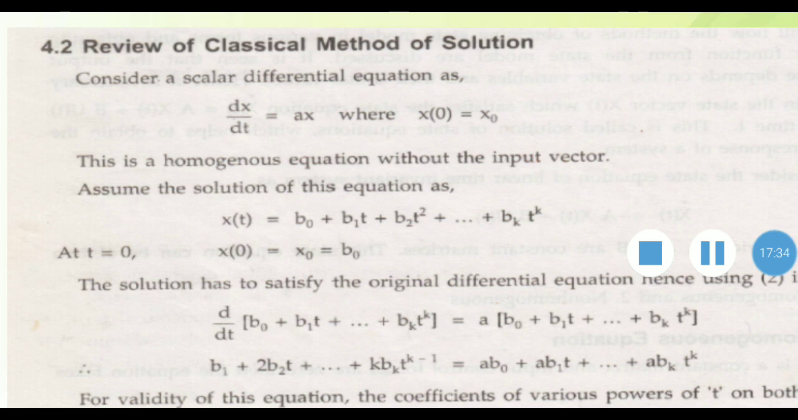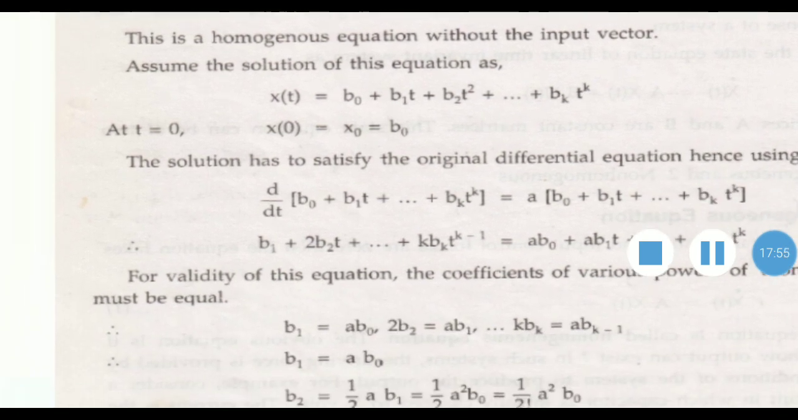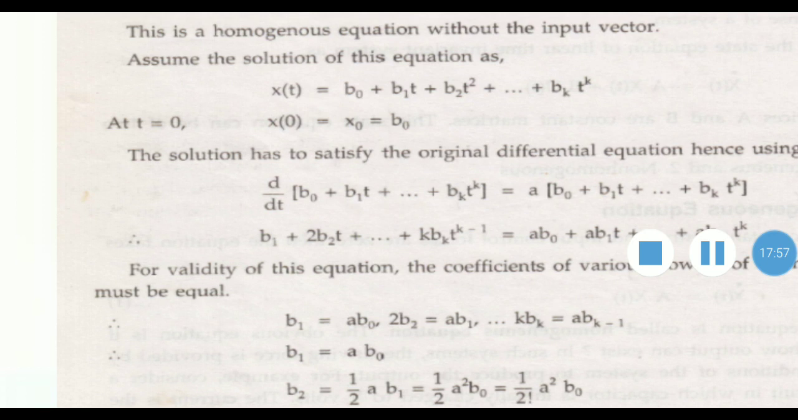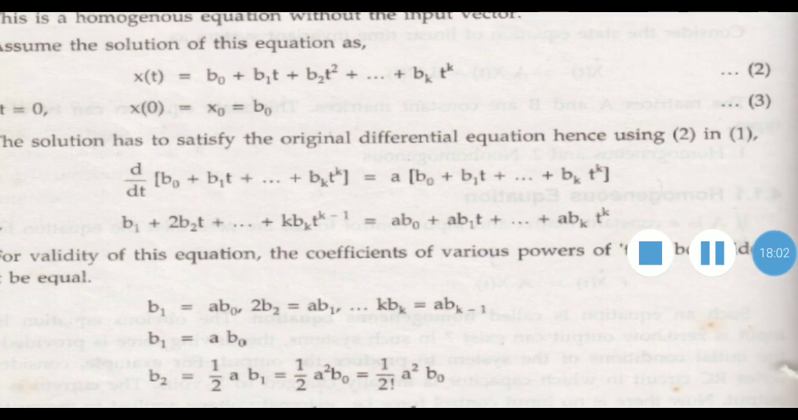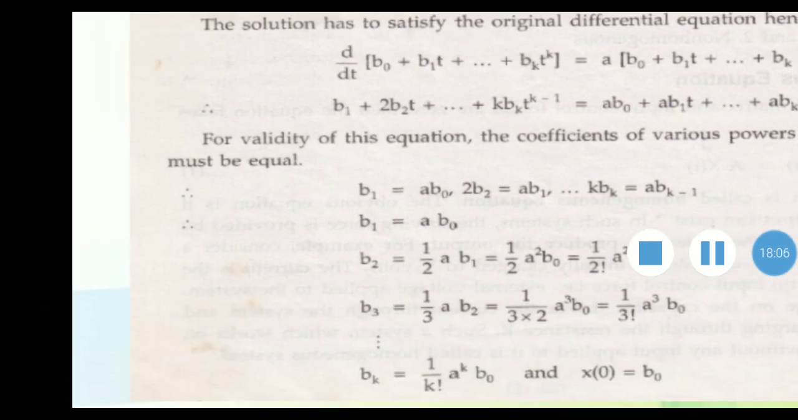The solution of this equation is assumed as x of t is equal to b naught plus b1 t plus b2 t square, and so on up to bk t raised to k. At t is equal to 0, x of 0 is equal to x naught is equal to b naught. The solution has to satisfy the original differential equation.